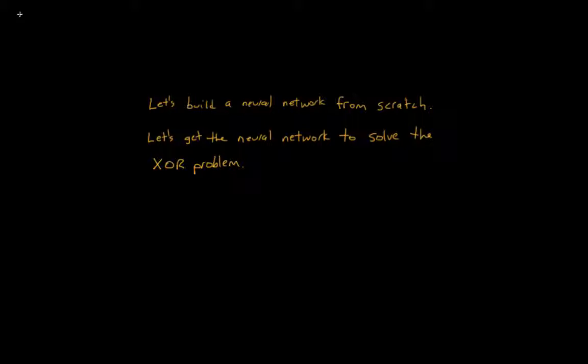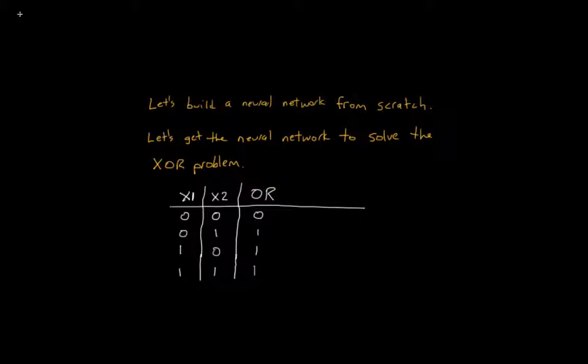XOR is a logic function that's almost identical to the OR function. Here's the truth table for the OR function. 0 or 0 outputs a 0, 0 or 1 outputs a 1, 1 or 0 outputs a 1, and 1 or 1 outputs a 1. The XOR function has the same truth table as the OR function, except this last row is different. When both x1 and x2 equal 1, this yields a 0 in the XOR function instead of a 1. And all these other entries here are the same in the XOR function.